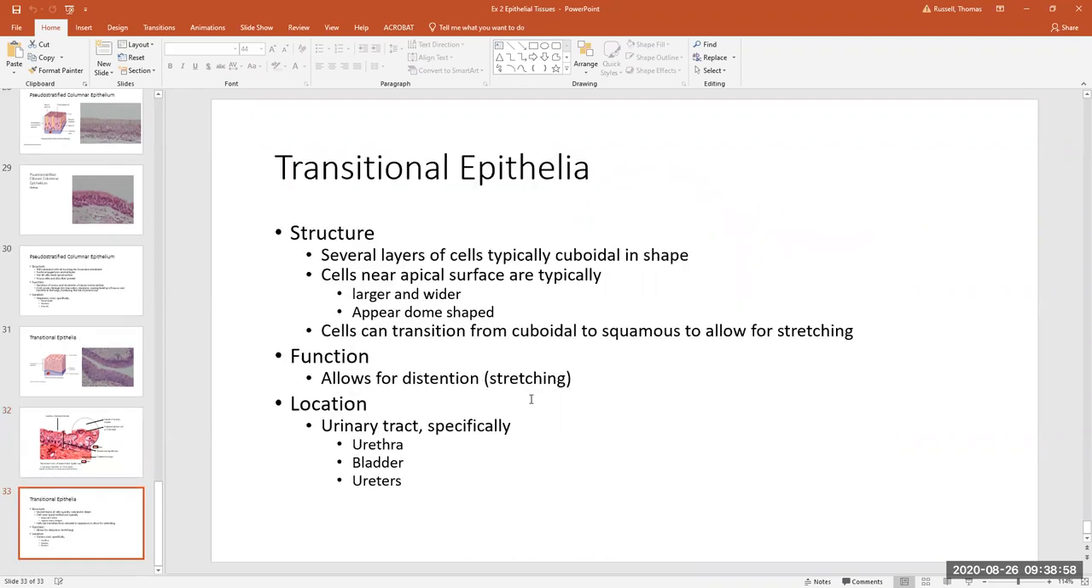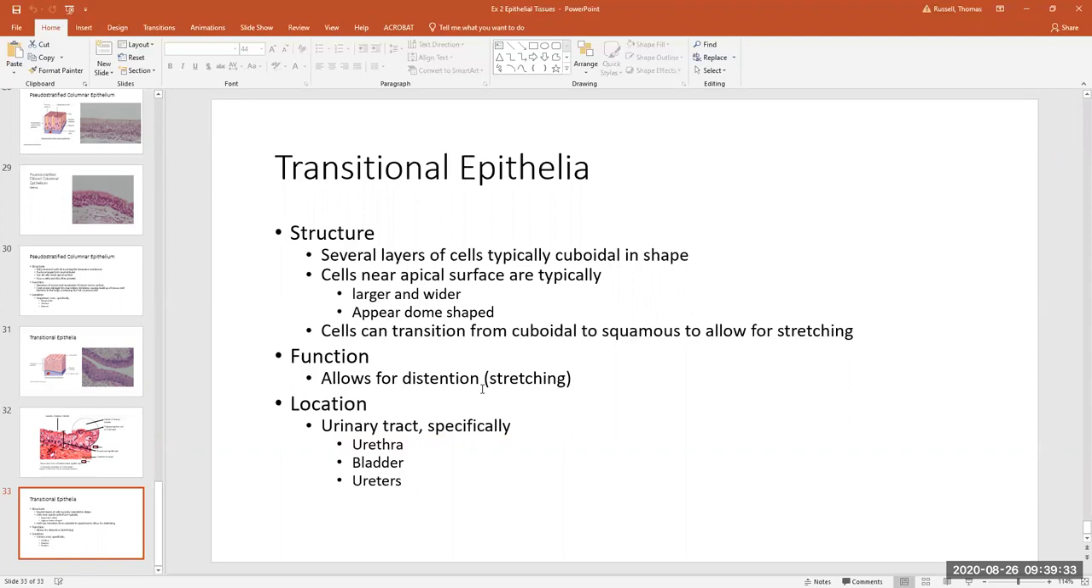So let's go over its characteristics. First of all, transitional epithelium is stratified. There are several layers. The majority of the cells are typically cube-shaped, other than when the cells at the surface start to change their shape. They can be large and wide, or they can start to squish down and flatten out, from a large cuboidal shaped cell down to a squamous shape. And that happens when your bladder starts to stretch or is distended because your bladder is full.